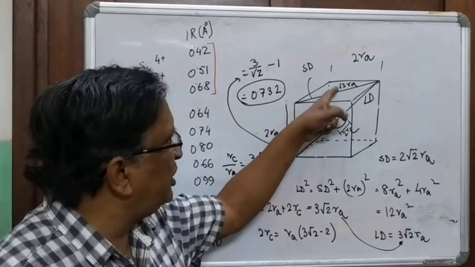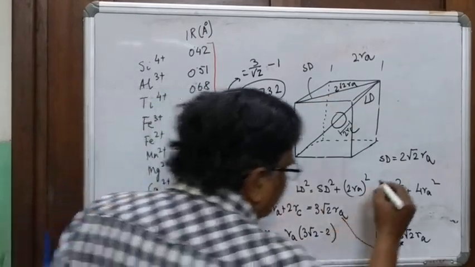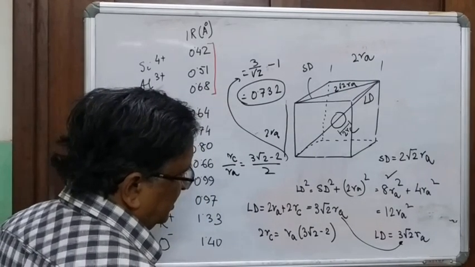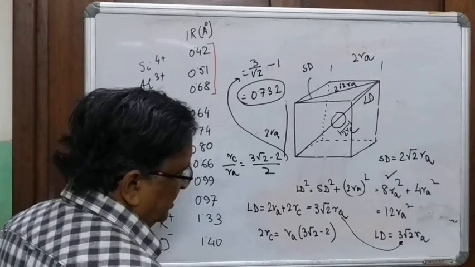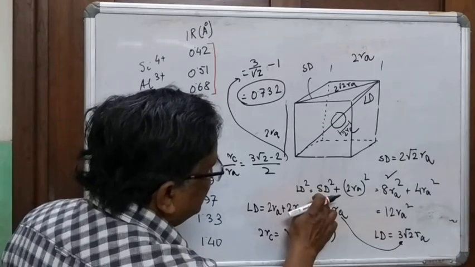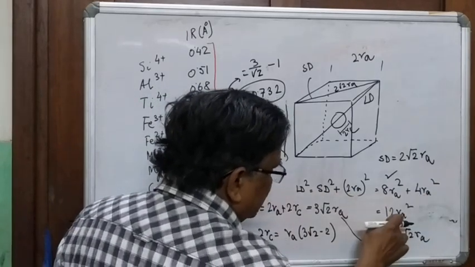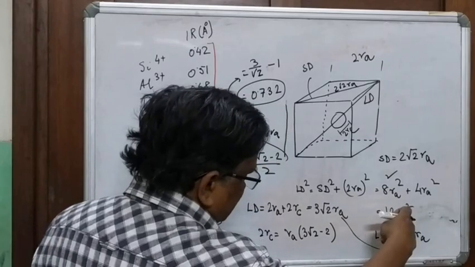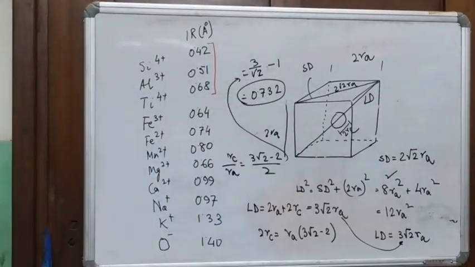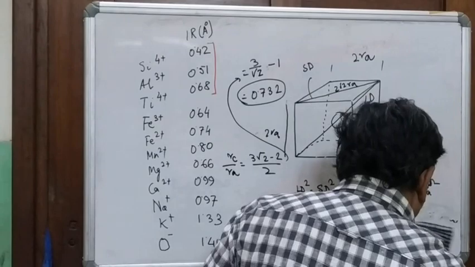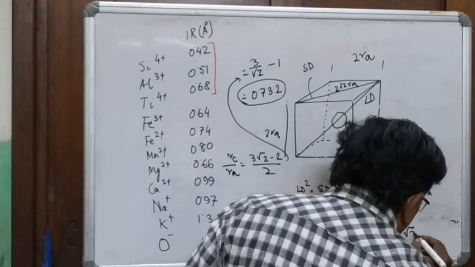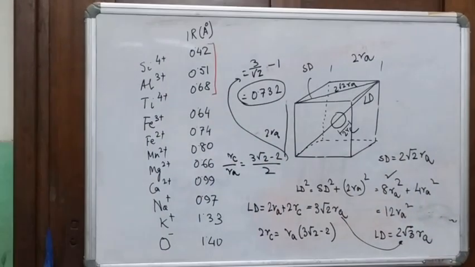So you have the long diagonal, 2Ra squared, so it's 8Ra squared, plus 4Ra squared, 12Ra squared. So LD will be, oh, that's the problem. Sorry. 2 root 3 Ra.